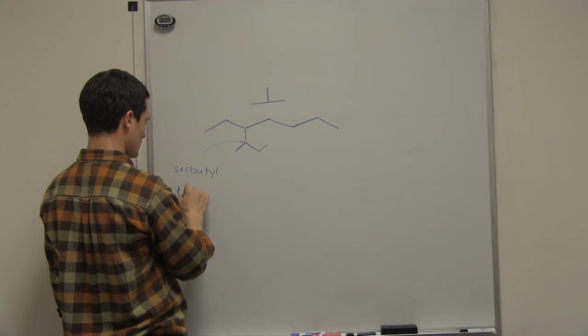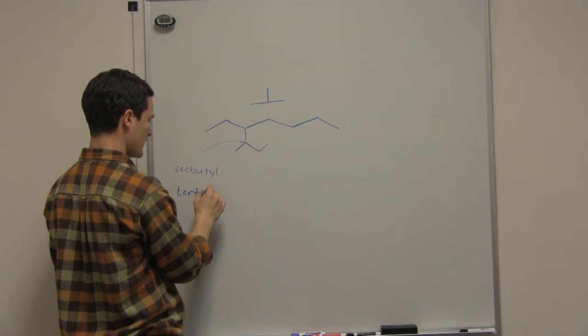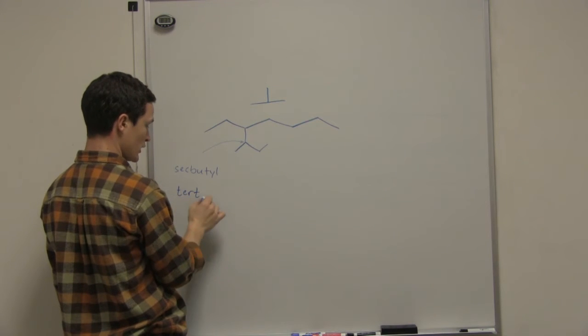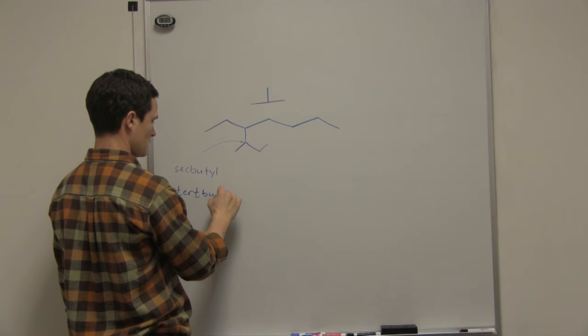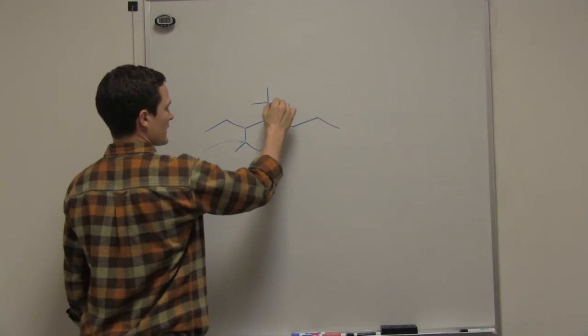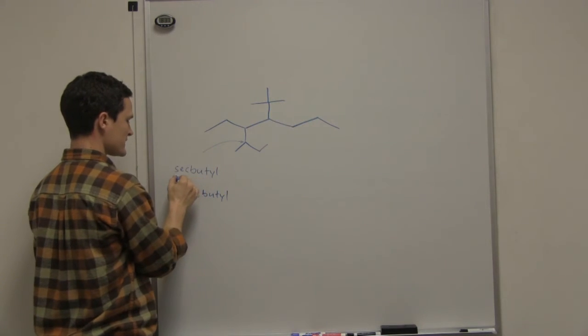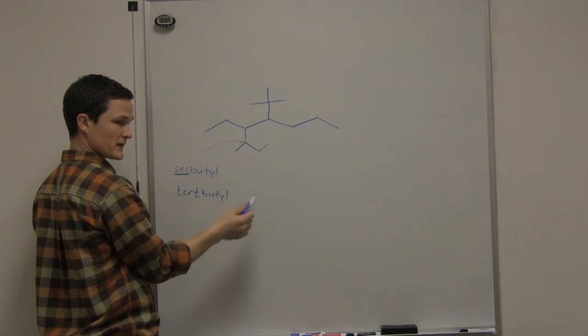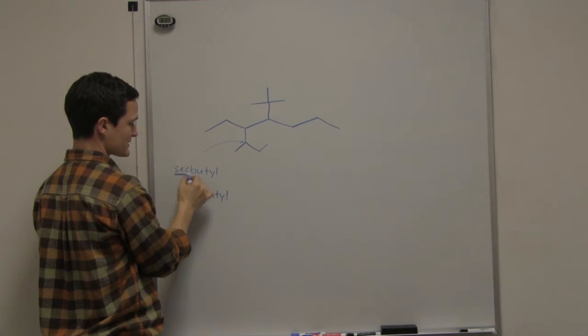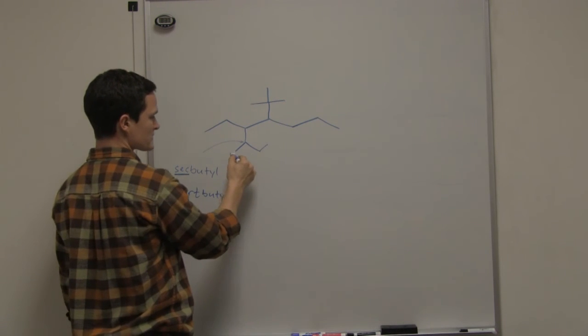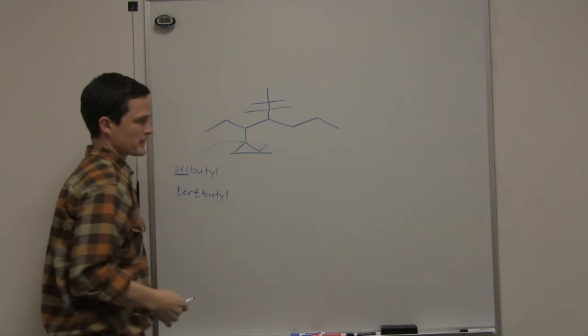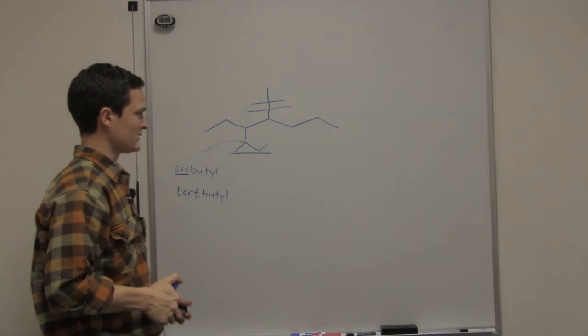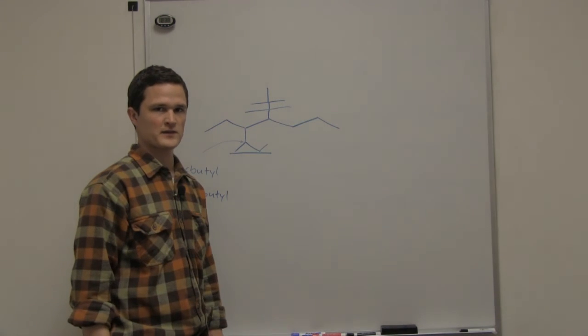So we just take tertiary and we cut off the end part, so tert-butyl. And the same thing goes for the sec-butyl. It's secondary, so we just cut off the end, and it's sec-butyl. So sec-butyl, tert-butyl. And other examples can be figured out the same kind of way.